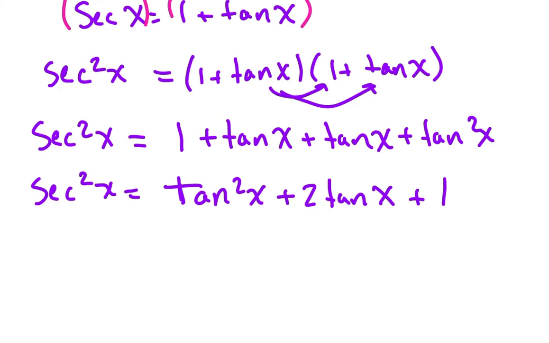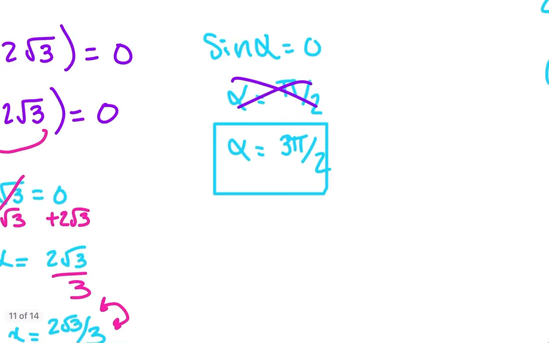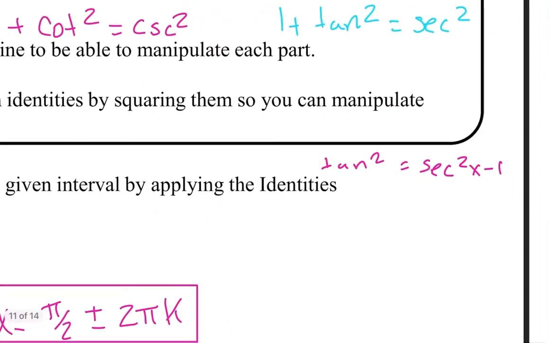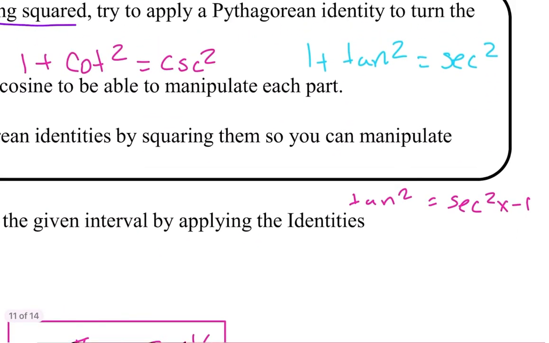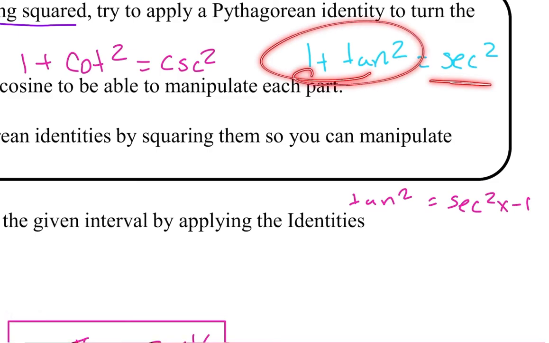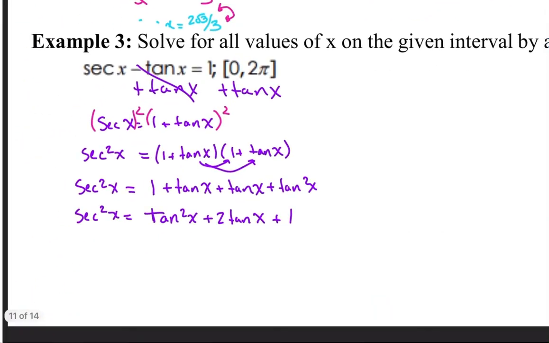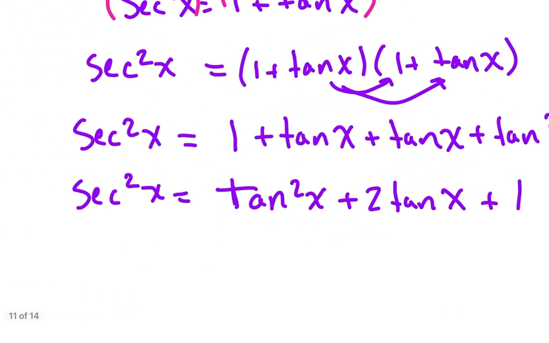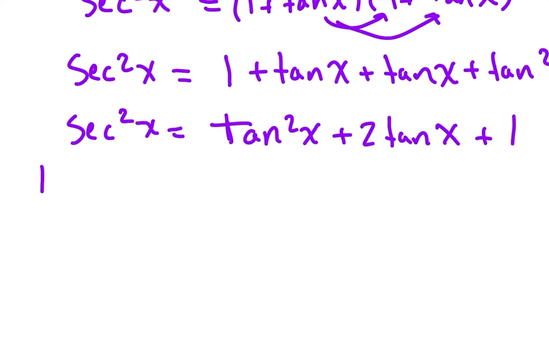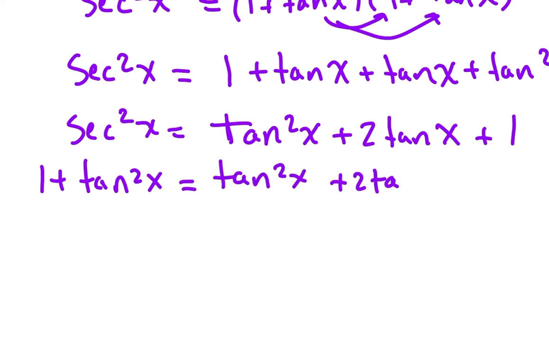Well, now, because we've got that secant squared already isolated by itself, now we can apply our Pythagorean identity, right? Our Pythagorean identity up here said that secant squared is equal to 1 plus tangent squared. So when I come back down here, I can change that secant squared into 1 plus tangent squared, which now equals this mess over here, plus 1. So now I can go ahead and solve this out.